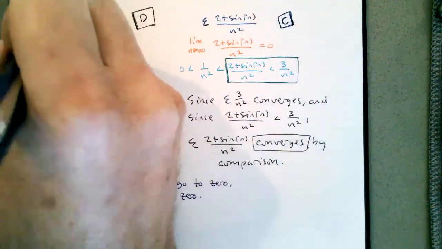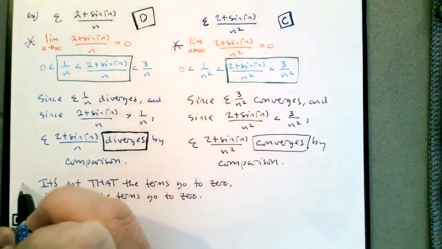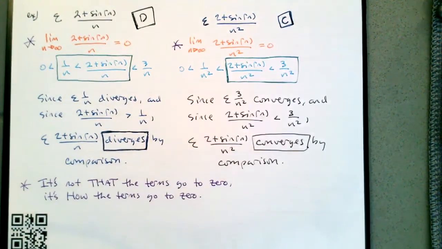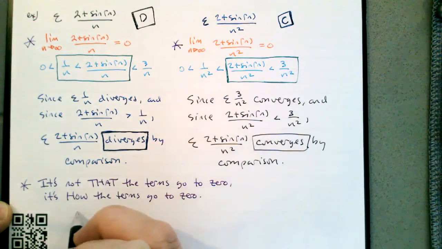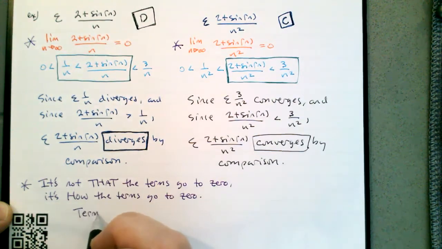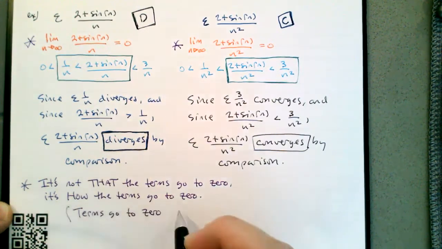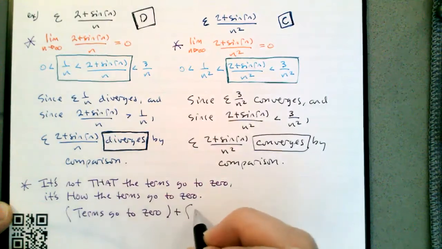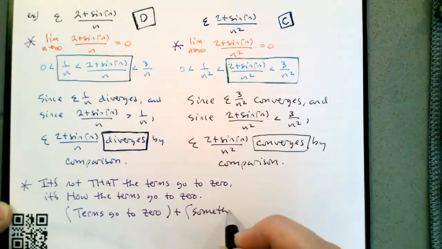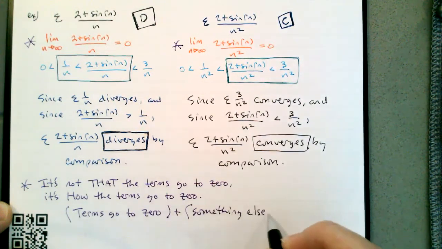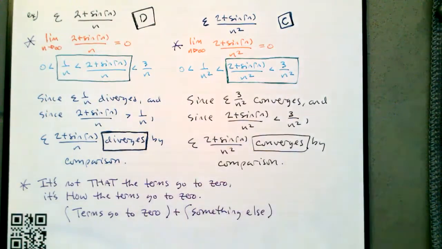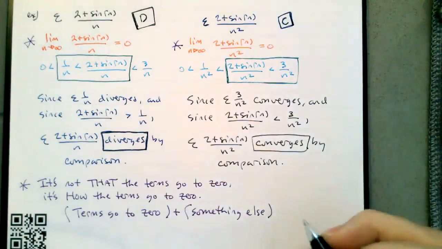It's not that the terms go to 0, it's how the terms go to 0. What we need is the terms go to 0 plus something else. We need that the terms go to 0 plus something else to get convergence.